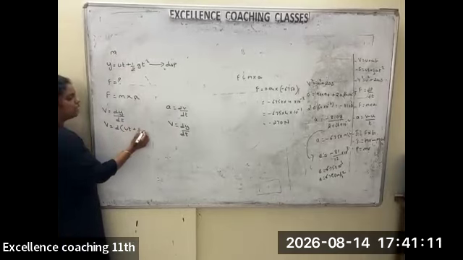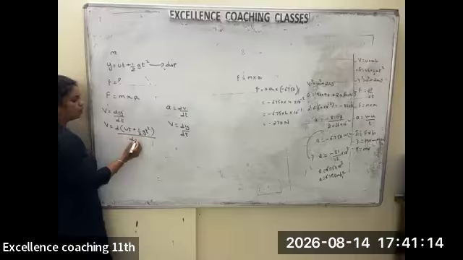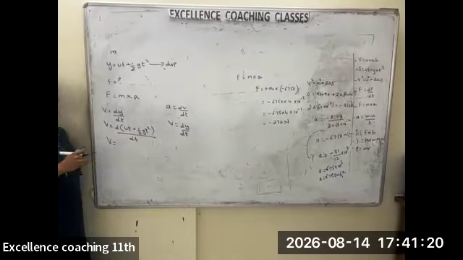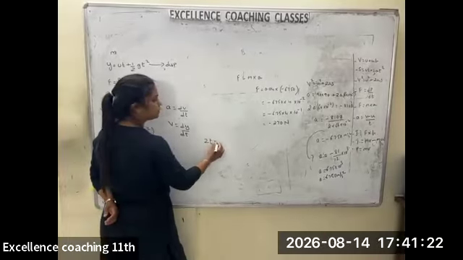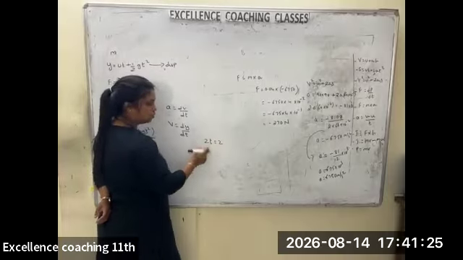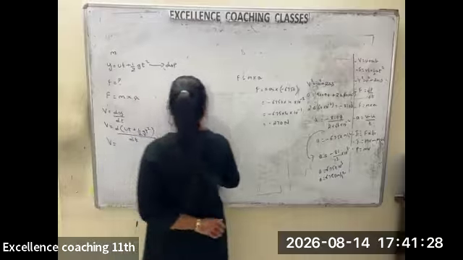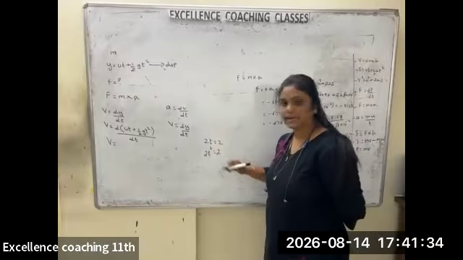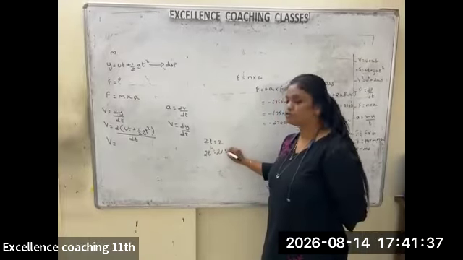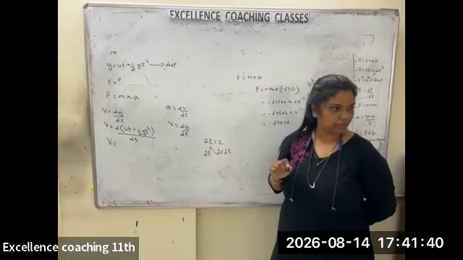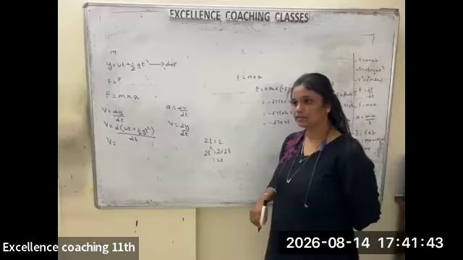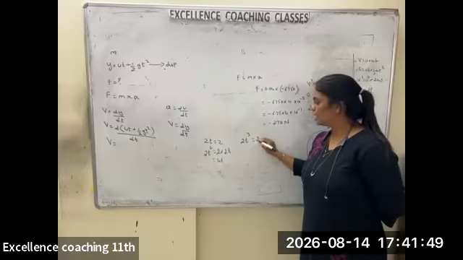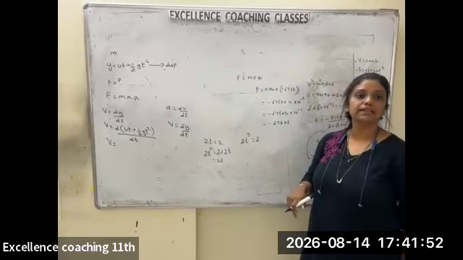So what it will be? d of ut plus half gt square whole upon dt. Correct? Can you tell me what is the derivative of ut? What was the derivative of 2t? 2t by dt, it is a short form. What was the derivative of 2t square? This 2 we had to write as it is. And what was the derivative of t square? 2t. So this was 4t. Yes. What was the derivative of 2t cube? 2 you write as it is.